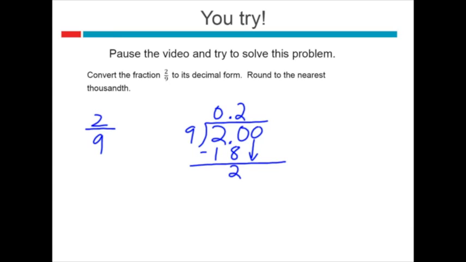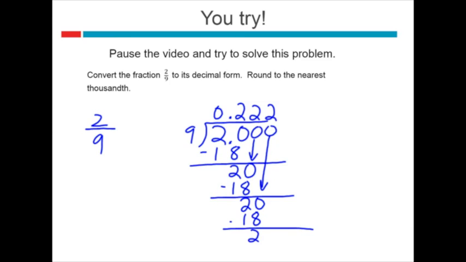Now I'll add another 0 and bring it down. So 9 goes into 20 2 times. 2 times 9 is 18. And we subtract, and I get 2 again. Seems a little repetitive here. I'll add another 0, bring it down. 9 goes into 20 2 times, and we get 2 again. It seems like the same pattern keeps happening over and over again. And that happens sometimes when you turn fractions into decimals. So we need to go one more place over. That way we can round to the nearest thousandth.